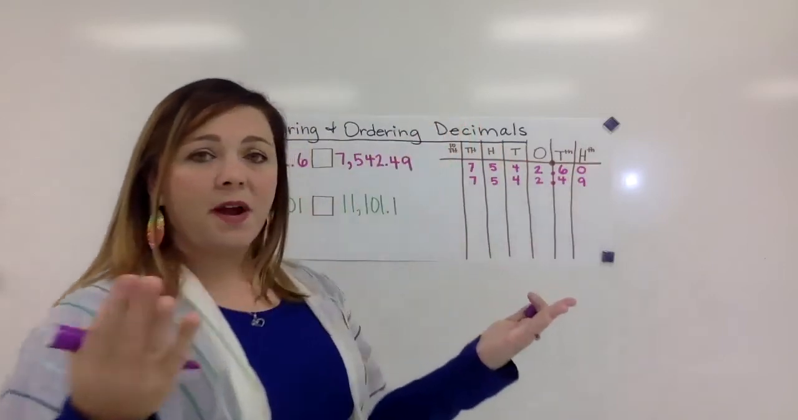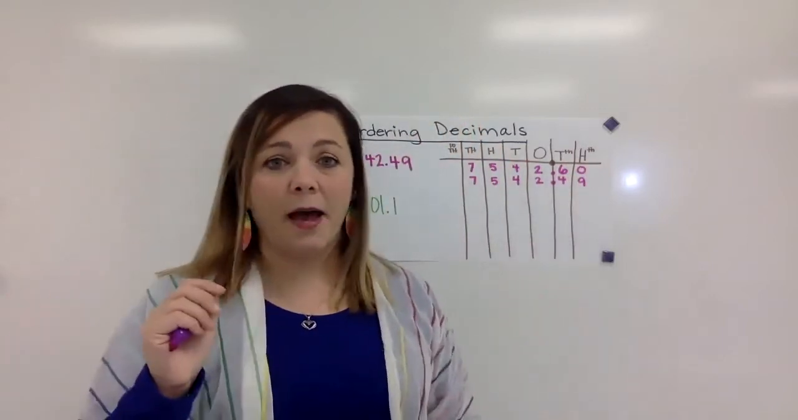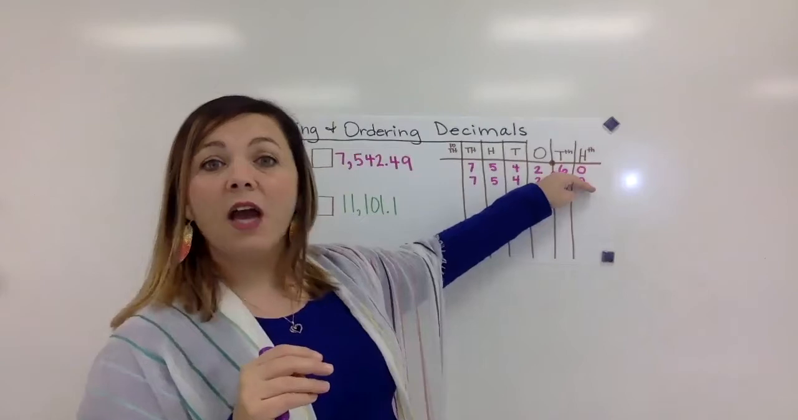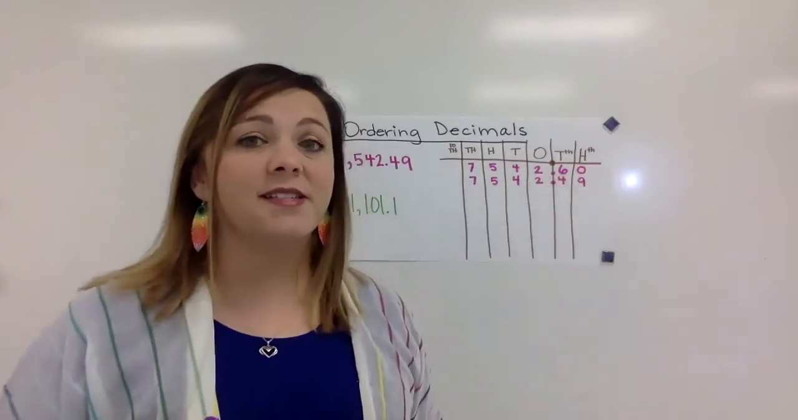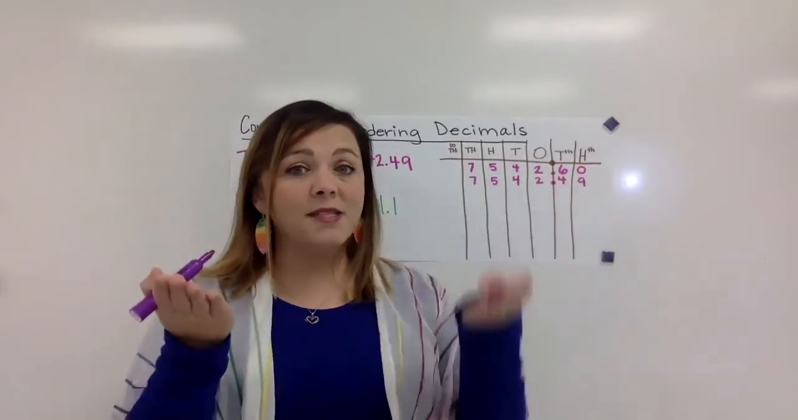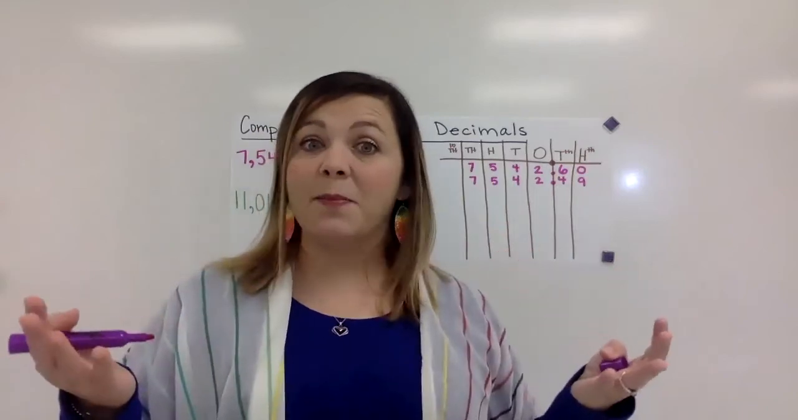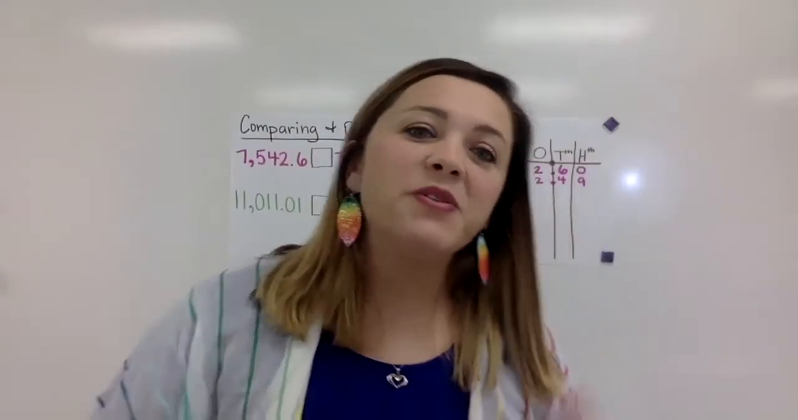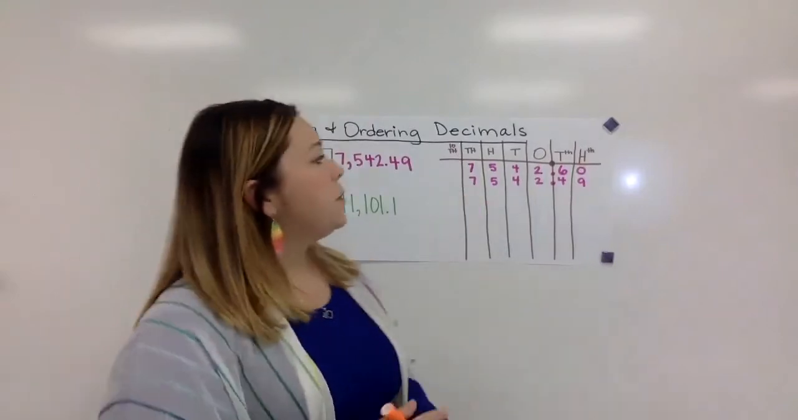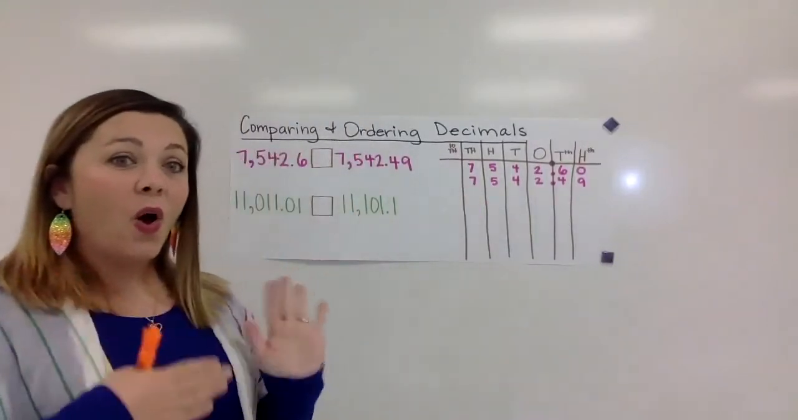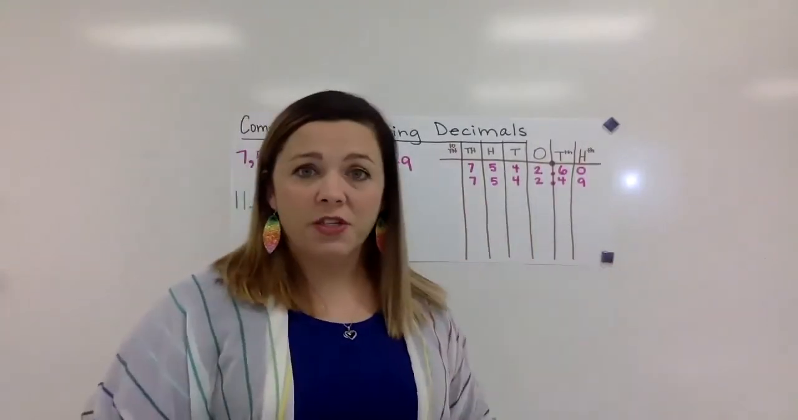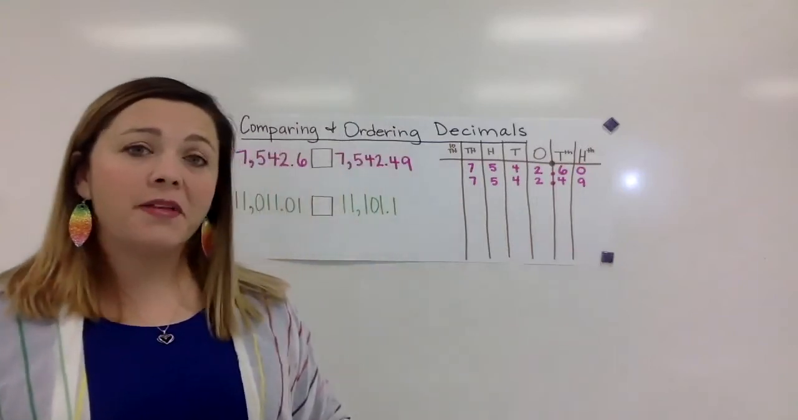6/10, remember we can compare that to dimes. It's like saying 6 dimes. Or we can say 60 hundredths, which is like saying 60 cents. Remember, 6 dimes and 60 cents are the same value. Okay, so now that I have both numbers written in the place value chart and all of my places are filled in with digits, I can begin comparing these numbers.